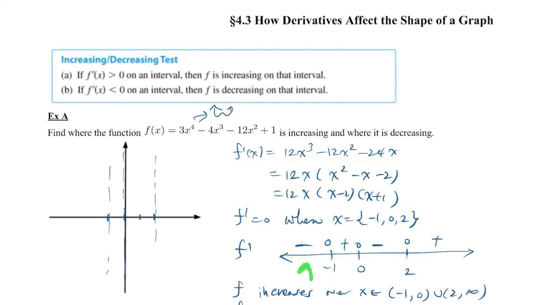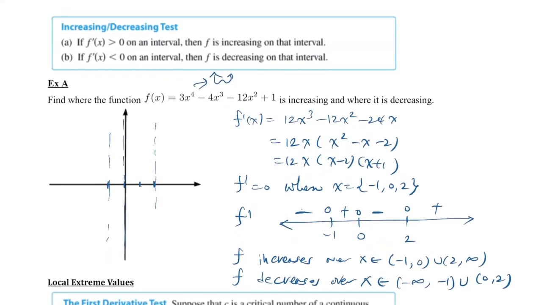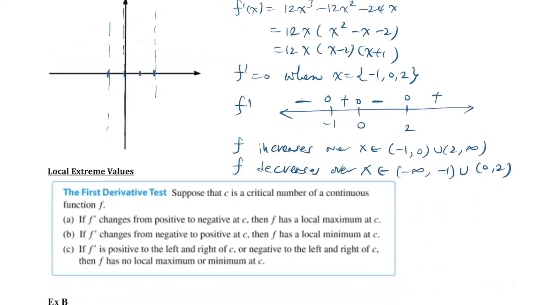Or you can just plug in values, or do sign analysis to figure out what the f prime values are. If it's positive, it's increasing. So f is increasing when x is in negative 1 to 0, or 2 to infinity. The function is decreasing when x is from negative infinity to negative 1, or 0 to 2. Looks good? All right.